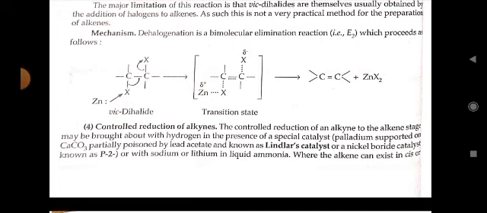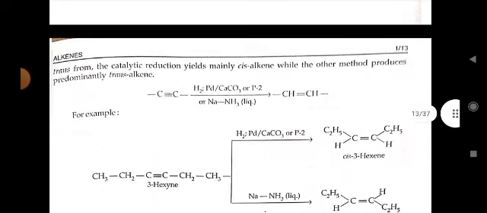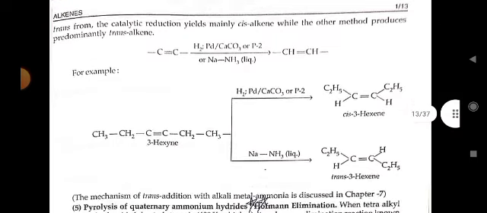Controlled reductions of alkynes: the controlled reduction of an alkyne to the alkene stage may be brought about with hydrogen in the presence of a special catalyst, palladium supported on CaCO3 partially poisoned by lead acetate and known as Lindlar's catalyst, or a nickel boride catalyst known as P2, or with sodium or lithium in liquid ammonia. Whereas the alkene can exist in cis or trans form, the catalytic reductions yield mainly cis alkenes, while the other method produces predominantly trans alkenes.